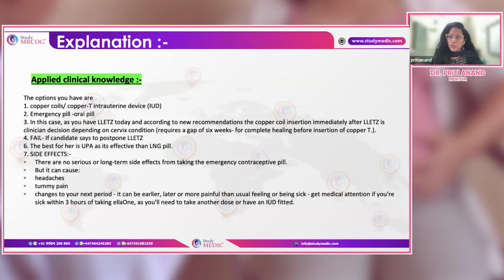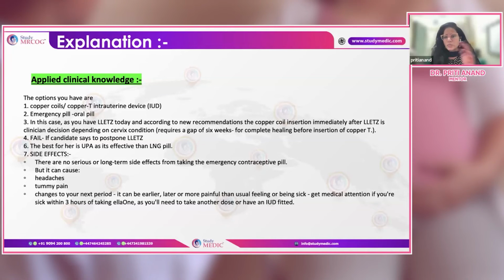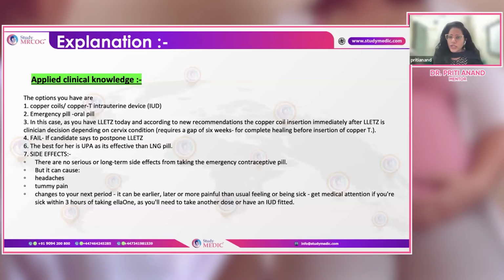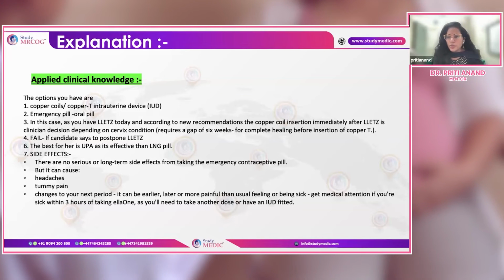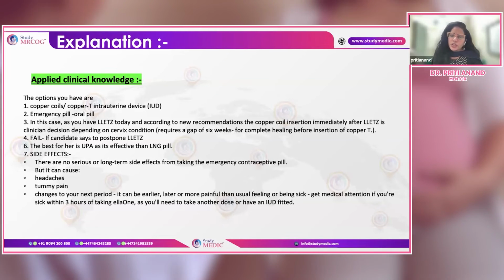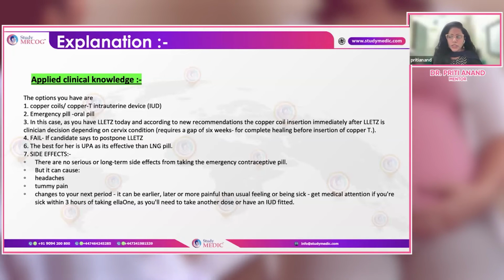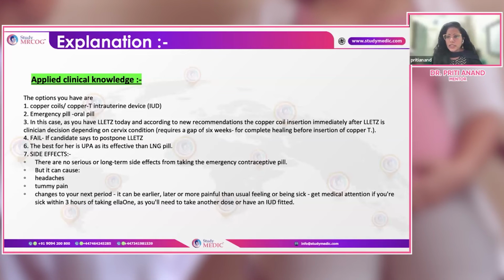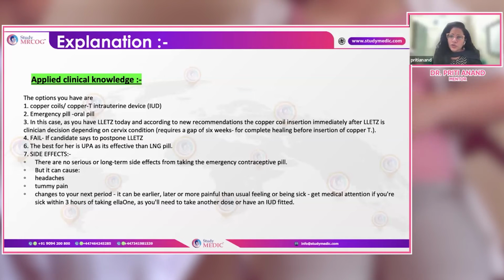Then what is the best option for her? If you explain this to her and she agrees, okay, good, I will not take the coil, then what are our options for me? UPA and LNG pill. Because this patient is LMP 30, that is, she's pre-ovulatory because her regular cycles are 30 days. And you can give a coil and either of the pills to her.